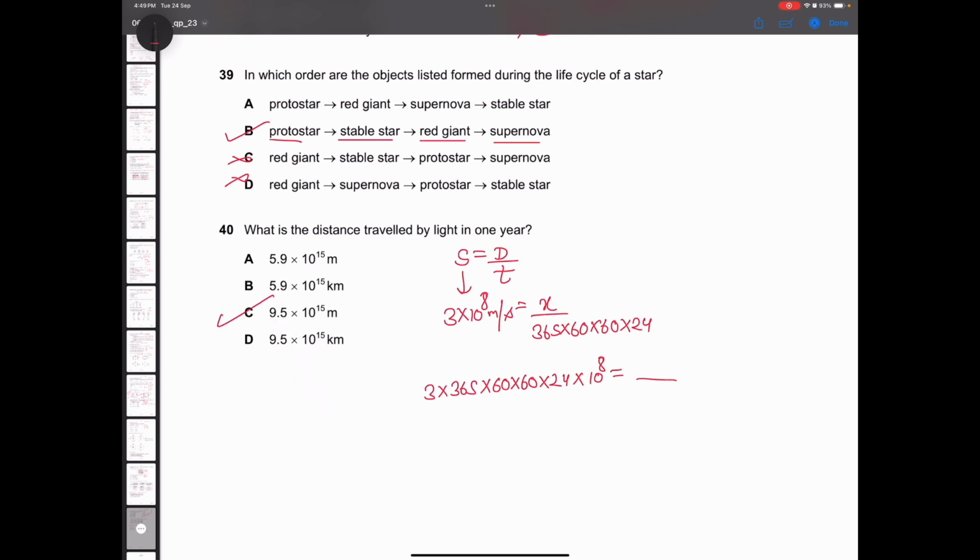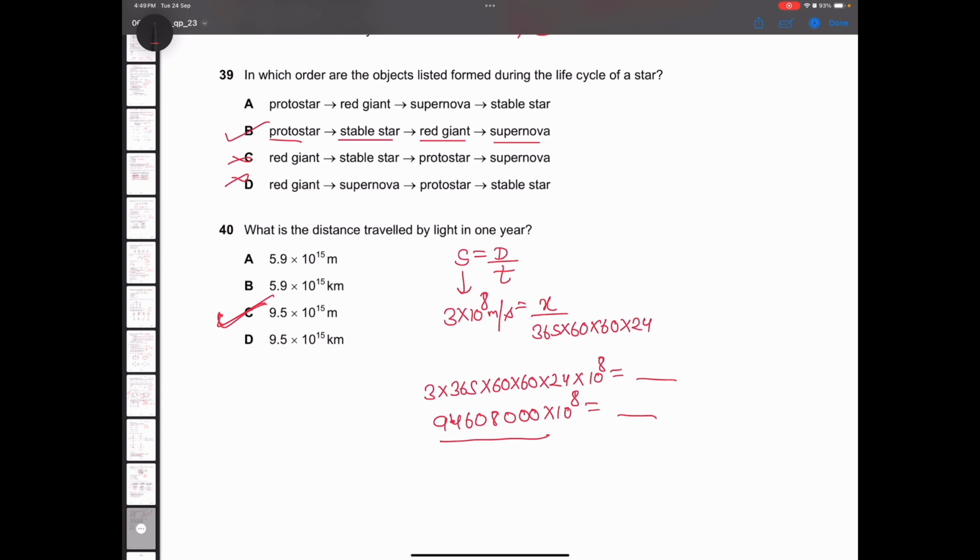Let's also cross check this. So 365 times 60 times 60 times 24 times 3. This is coming out to be 94608000 times 10 to the power 8. So now this gives you the idea why C is the correct answer. You can just shift the decimal places and you will get option C.